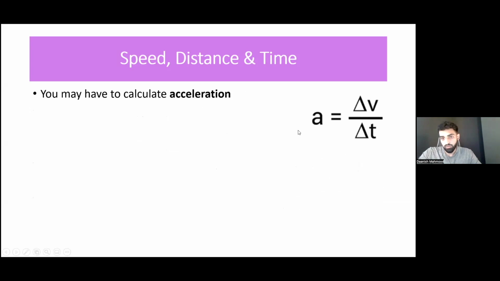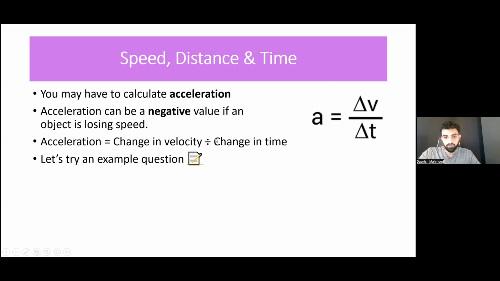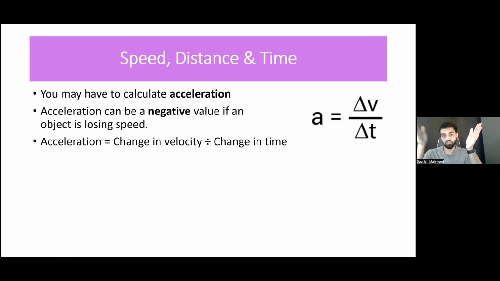Don't worry if you don't know what that means. This basically means a change in velocity divided by a change in time. So change in velocity means if a car is driving 5 miles per hour and it speeds up to 20 miles per hour, the change in velocity is 15, okay? It's increased its speed by 15 miles per hour. And the change in time is how long it took the car to increase its speed. So if it took 10 seconds, that's 10 seconds at the bottom, and it would be 15 at the top.